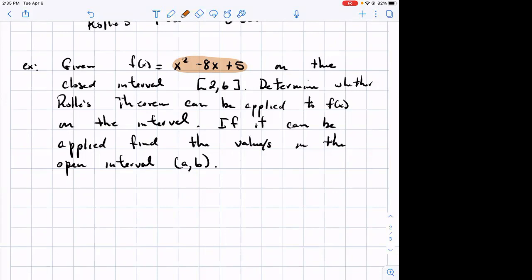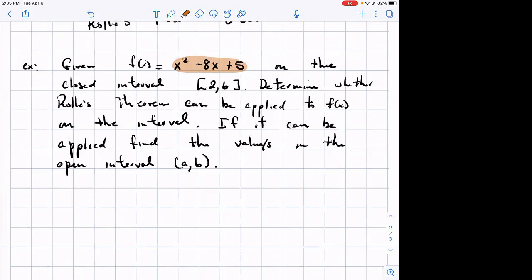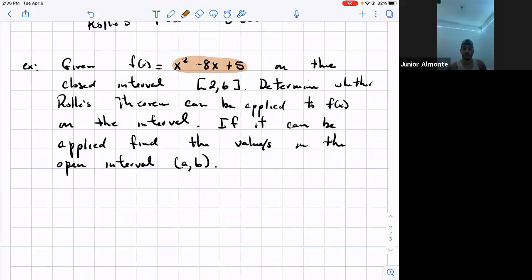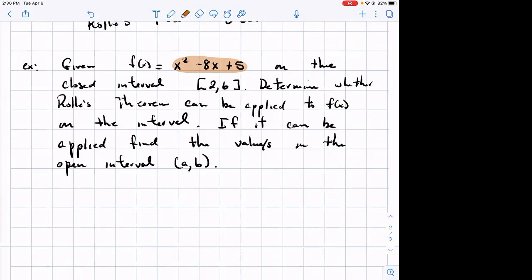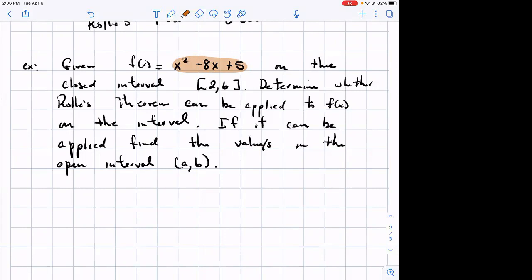x squared minus 8x plus 5 is what kind of a function? Parabola. Parabola is a graph. Parabola is not a function. Quadratic equation. It's a quadratic. What do you know about quadratics? It's continuous. Yes, it's continuous. All quadratics are continuous. All polynomials are continuous.